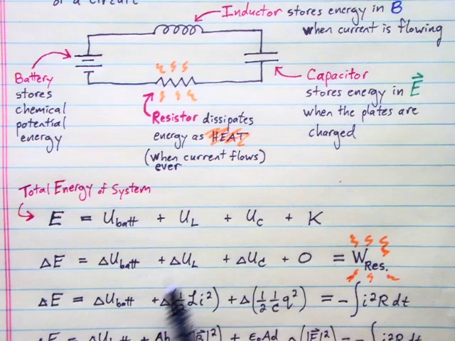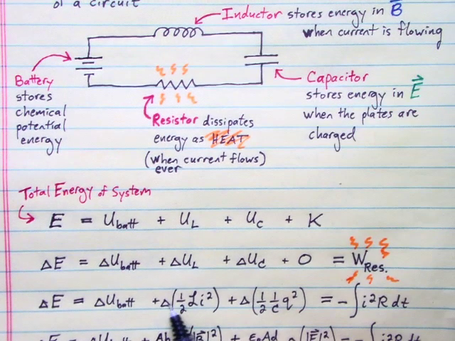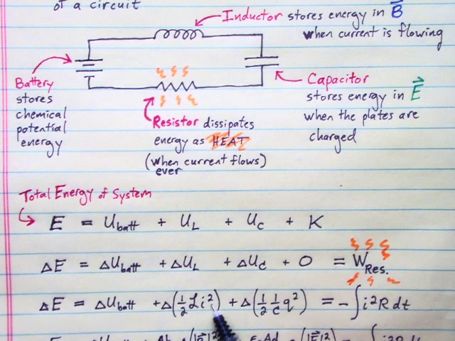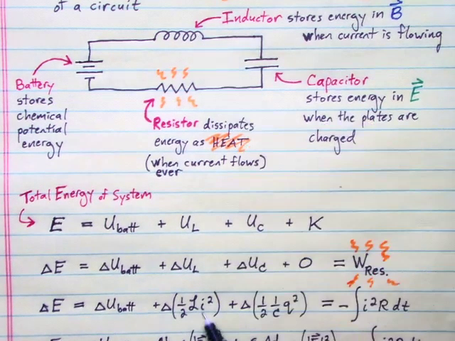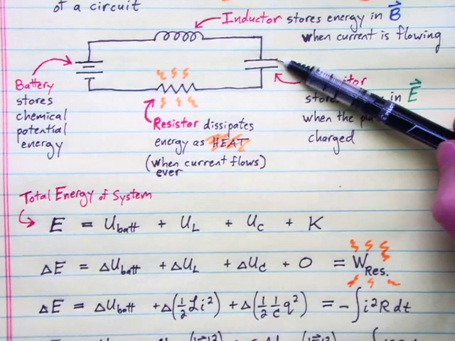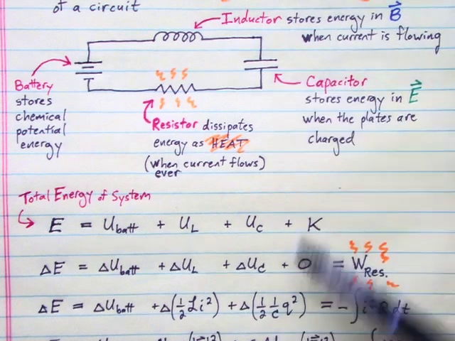So more explicitly, we could say that the change in the energy being stored in the inductor is due to a change in this expression. So it depends on the current that's flowing. Changes in the current will result in changes in energy stored here. Likewise, in your capacitor, changes in the charge on your plates result in changes in the energy stored here.